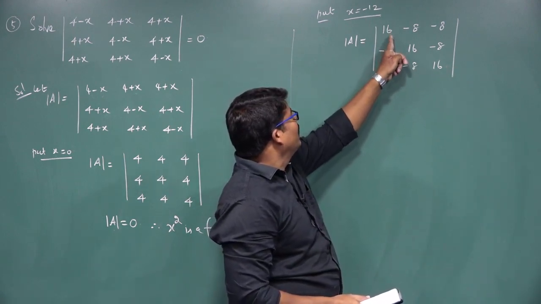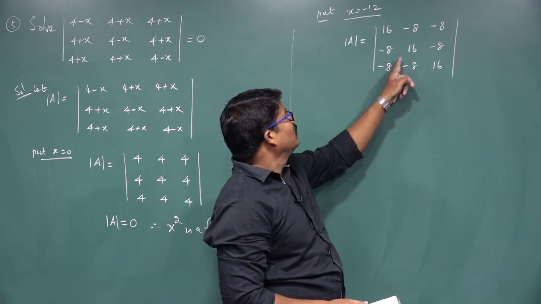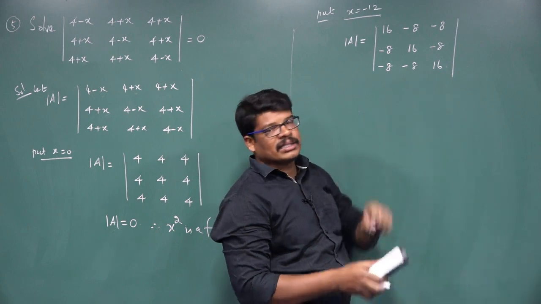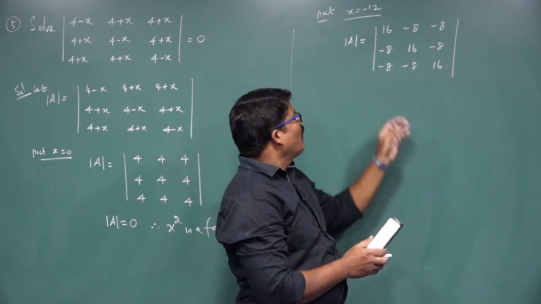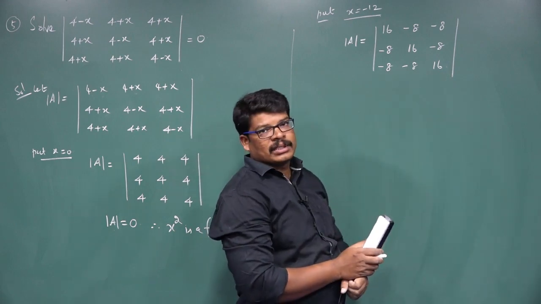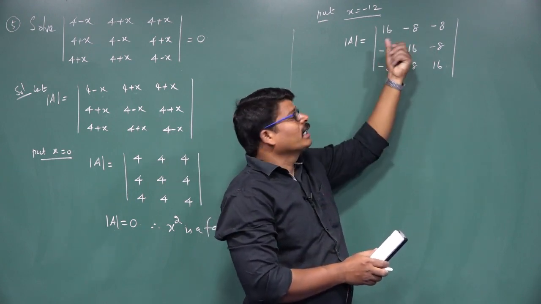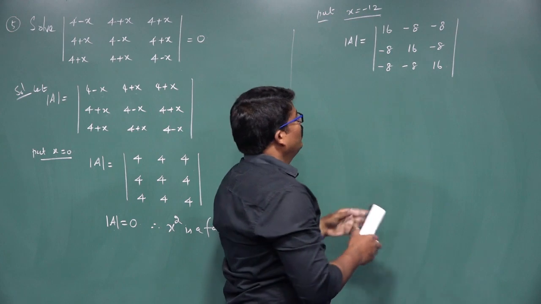First column: 16, minus 8, minus 8. Second column: minus 8, 16, minus 8. Third column: minus 8, minus 8, 16. Now adding the 3 columns: 16 plus 16 minus 16 gives 0. And the value is 0.